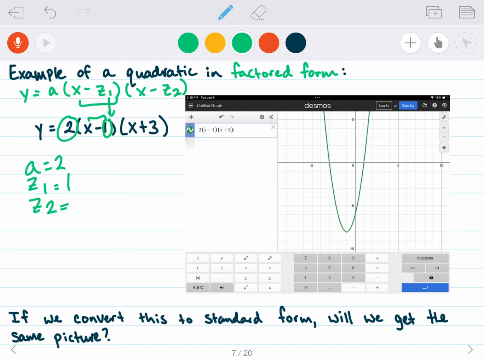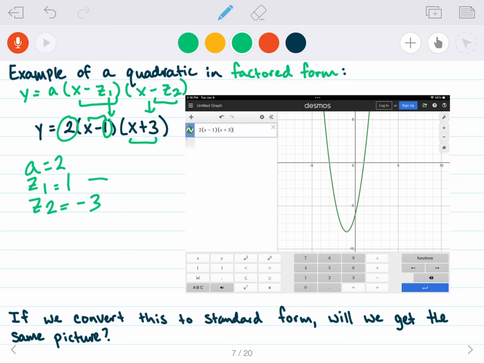Z2 is not 3, though, because of this minus sign in the original equation. Z2 actually has to be -3 for these to match up. So this is going to be -3. So it's kind of the opposite of what you see, if you want to think about it like that.